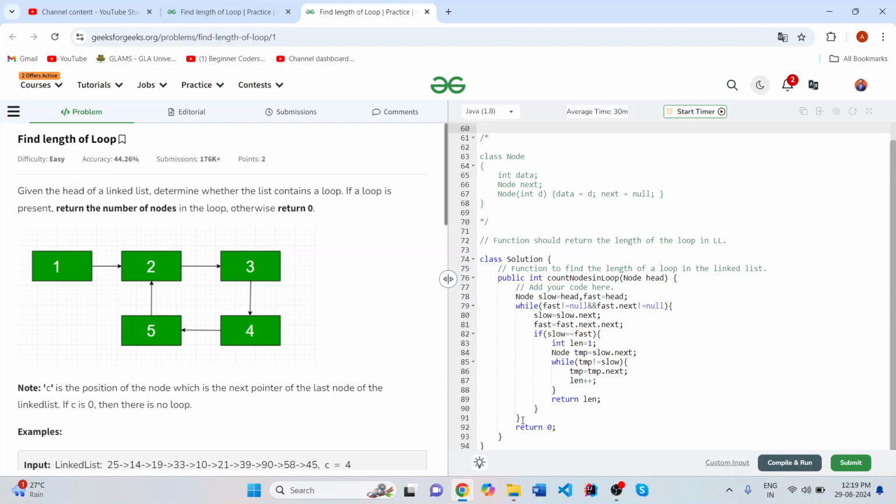If we come out of the while loop, it means there was no loop in the linked list, so for that condition we have to return 0. We have returned 0. So this was the slow fast pointer approach to find the length of the loop, or to detect if there is a cycle in the linked list or not.